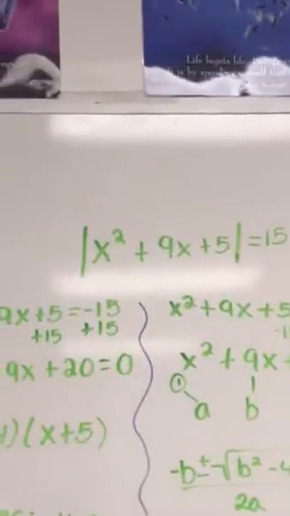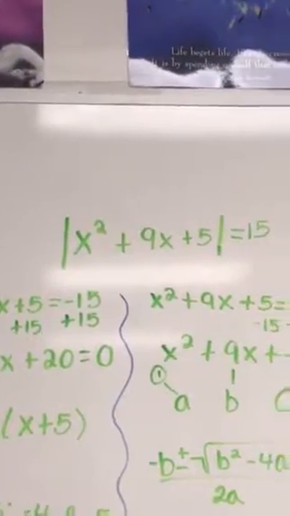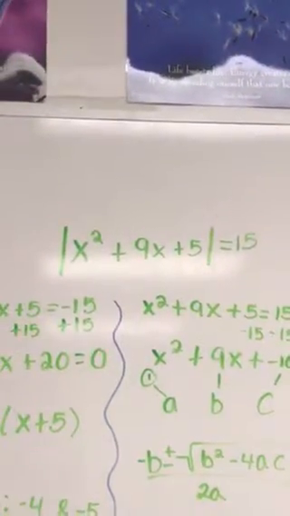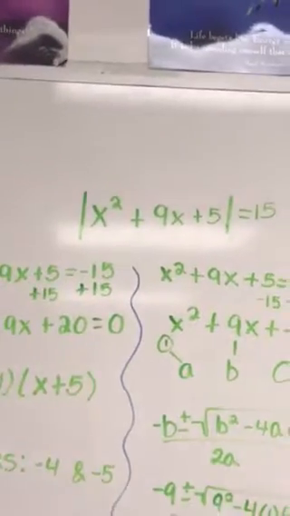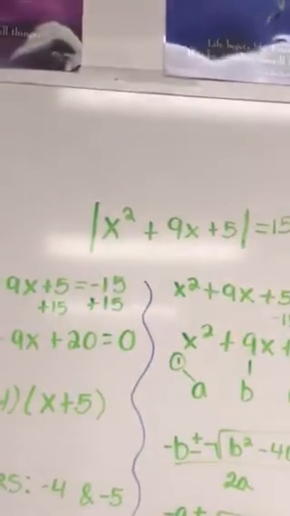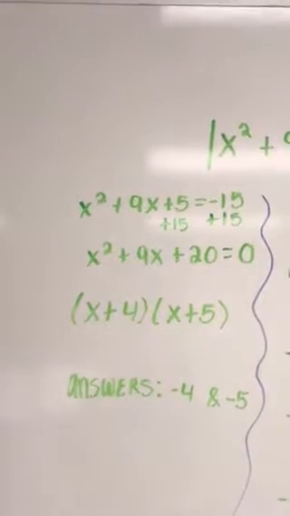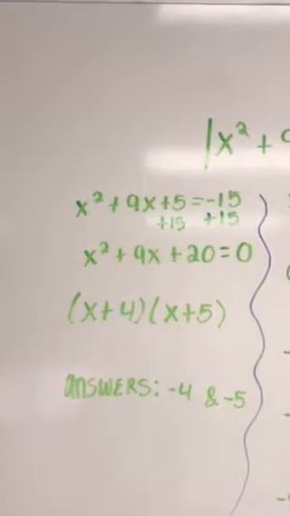This is an example of a harder absolute value equation. So we have |x² + 9x + 5| = 15, but it's inside of the absolute value lines, so we know that we need to set it equal to the two opposite ends. So on this side, we have x² + 9x + 5 = -15.